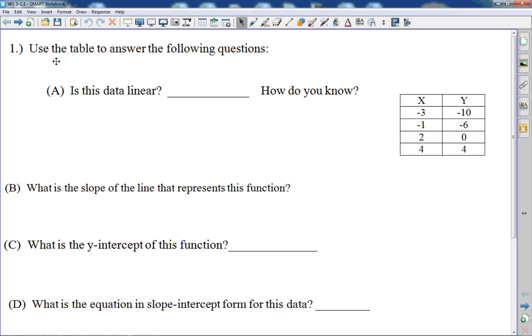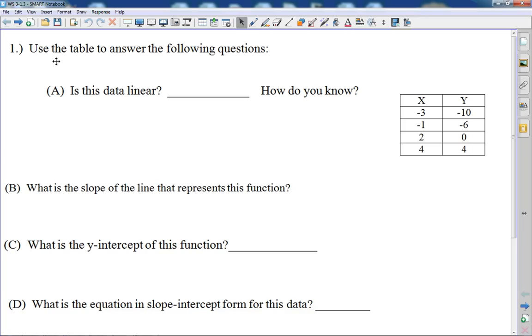This video is more practicing with slope. I am going to match up this video with worksheet 3-1.3 if you happen to have the worksheets. Okay, first thing it asks us for is, is the data linear?